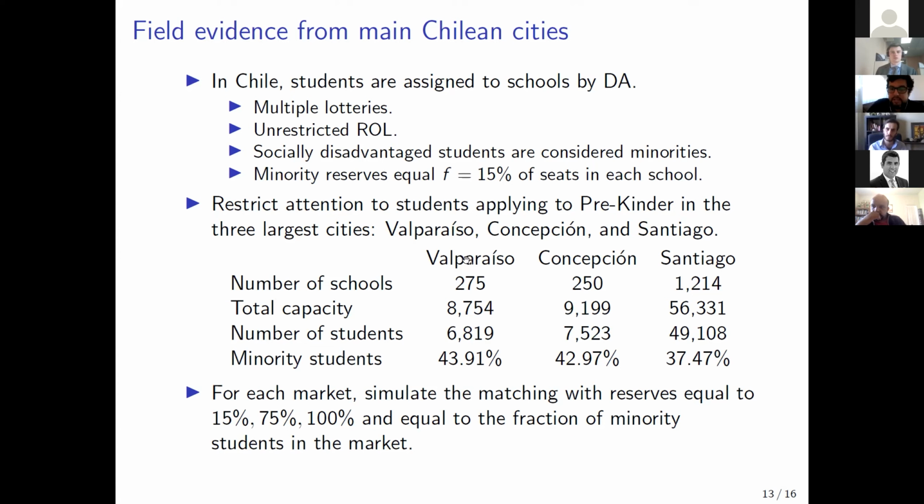We run simulations for the 3 main cities in the country for students applying to pre-kinder. Santiago is the largest city. We have almost 50,000 families in the system. 37% of students in Santiago are poor students, minority students. Concepción and Valparaiso each have around 7,000 students, and minority students are close to 44%. For each market, we simulate the matching with several reserves.